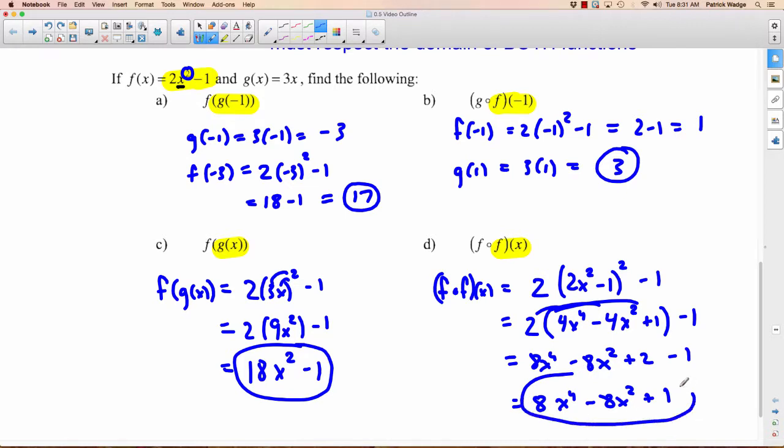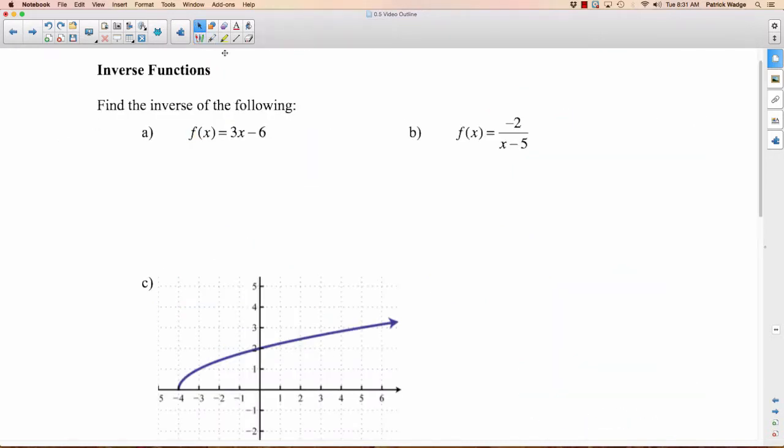And we're done. Okay, more functions. We're looking at inverse functions now. Inverse functions undo each other, right? If I have a function like x plus 3, what would the inverse function be? x minus 3. It just undoes what you already did. So we're going to find the inverse of these functions here. Do you remember how to do it? There's a fairly simple process to do it.